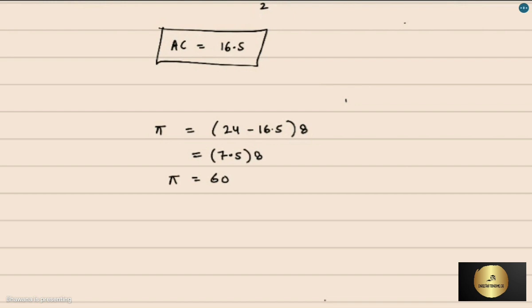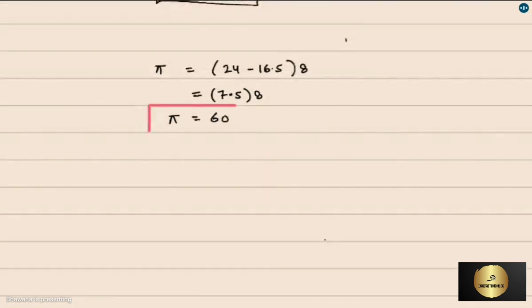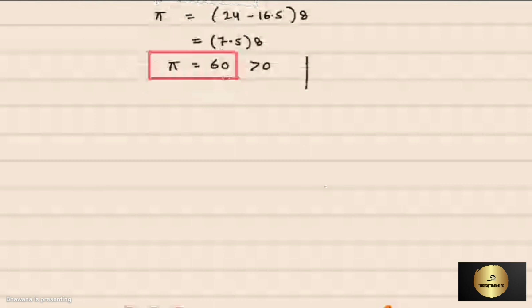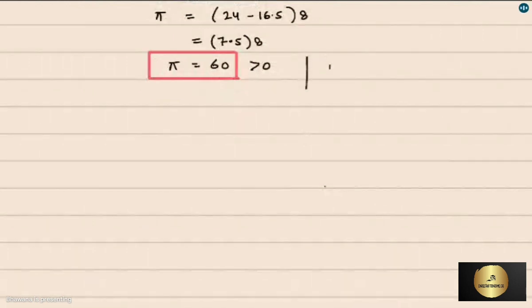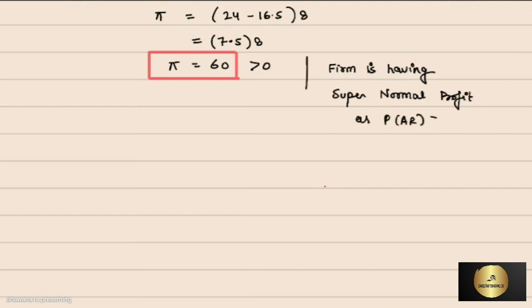So our profit will be 60. Okay, the total profit of a firm is equal to 60, which is positive. So in this scenario we can say that the firm is having supernormal profit, as price or the average revenue is greater than average cost. Okay, so the firm is having supernormal profit.